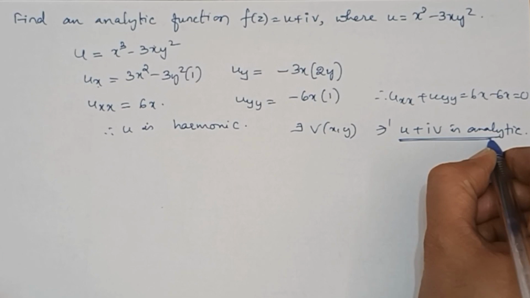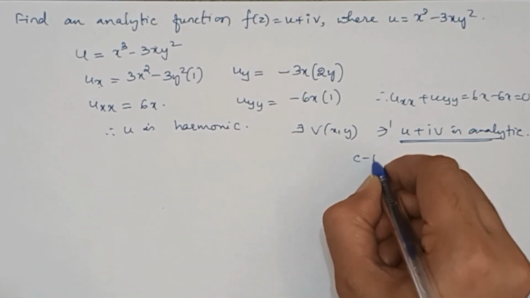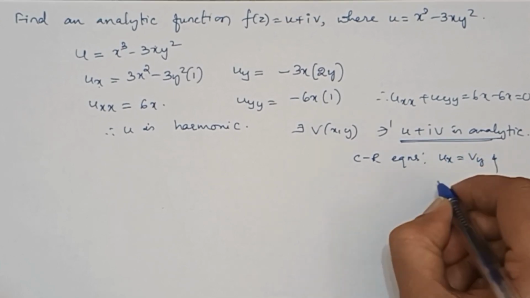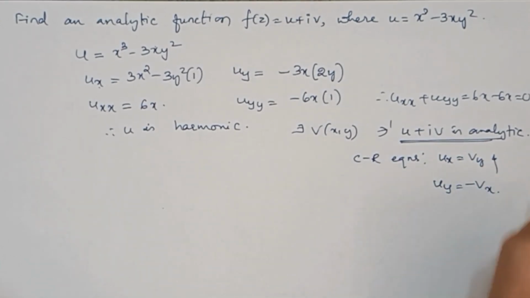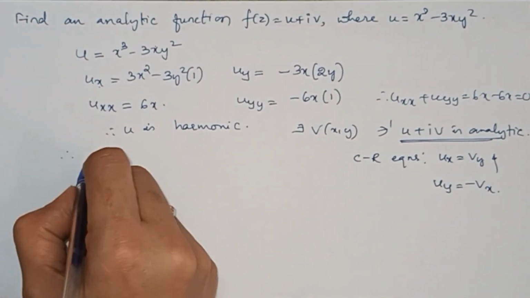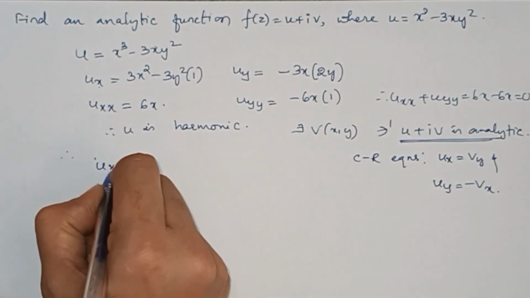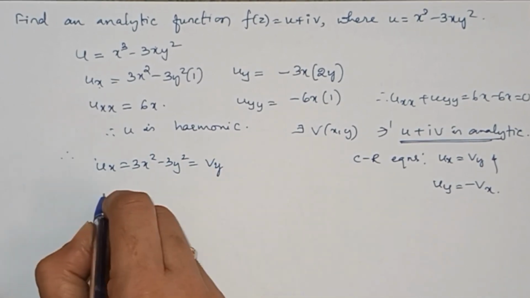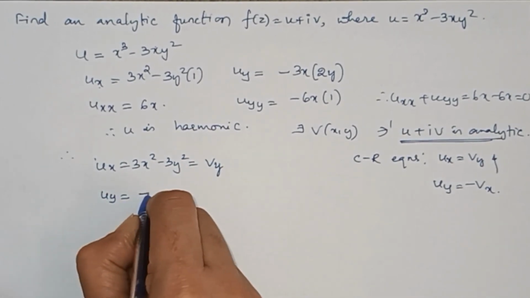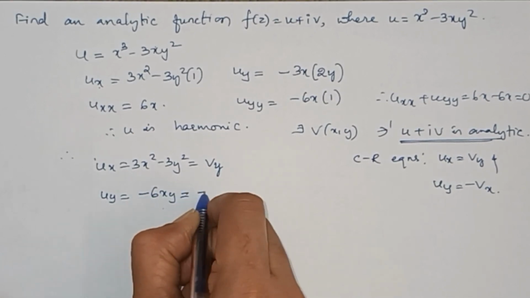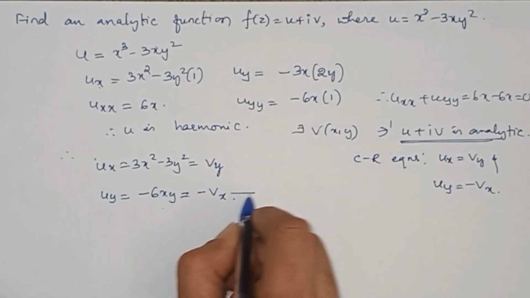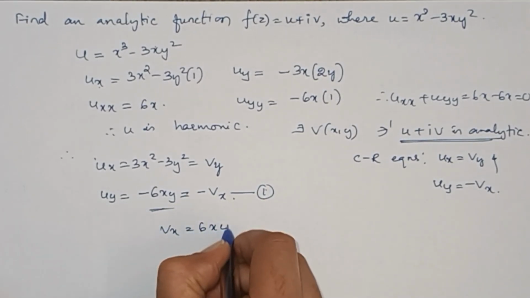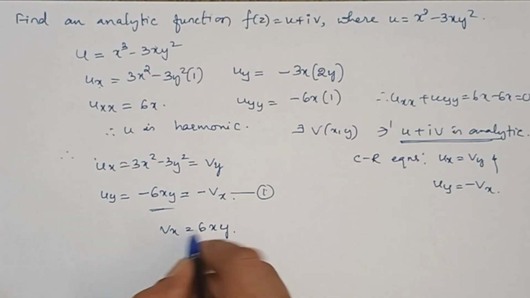We have to find that analytic function. So if this function is analytic, then it satisfies Cauchy-Riemann equations. They are ux is equal to vy and uy equal to minus vx. So therefore ux is 3x square minus 3y square, which is equal to vy, and uy is equal to minus 6xy, which is equal to minus vx. Let us make use of this equation now. So vx is equal to 6xy. You have to integrate with respect to x.